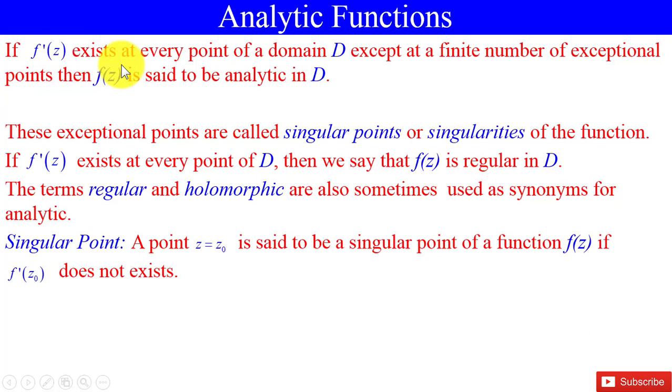If f'(z) exists at every point of a domain D except at a finite number of exceptional points, then f(z) is said to be analytic in D. These exceptional points are called singular points or singularities of the function. If f'(z) exists at every point of D, then we say that f(z) is regular in D. The terms regular and holomorphic are also sometimes used as synonyms for analytic.